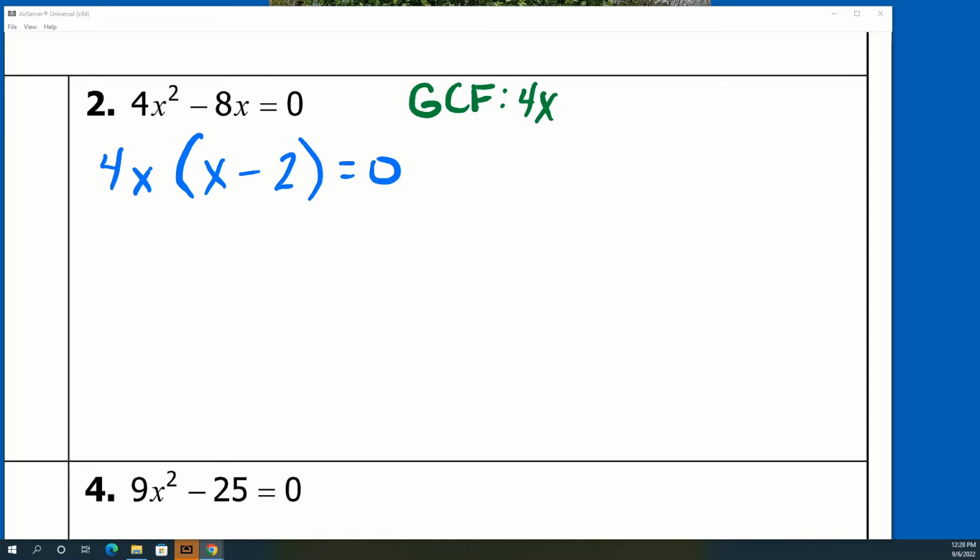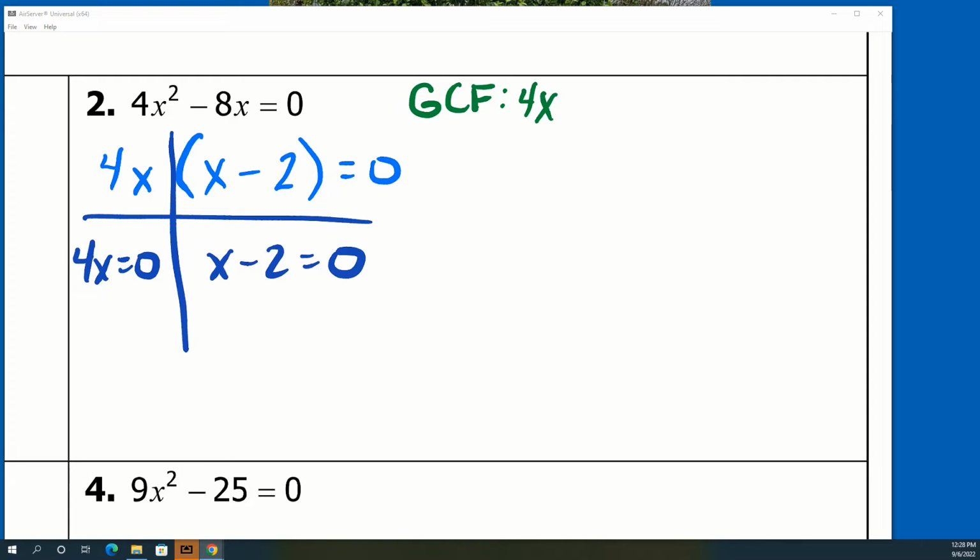All right, so what we're going to do is set each of those equal to 0, because if you multiply and get 0, at least one of them is 0. So set those both equal to 0. And then this should leave you with either a one-step or two-step equation to solve for x. So the one on the left, how do you solve it for x? Divide by 4.